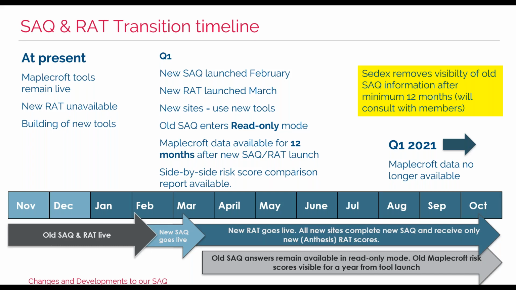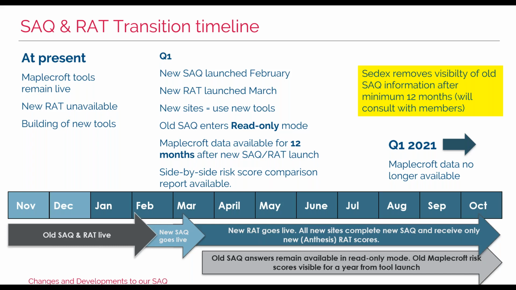At that point, the old SAQ will enter into a read-only mode, and all new sites or people who are starting to do the SAQ again will have to fill in that new SAQ. And then we will be launching the new risk assessment tool in March 2020. At that point, the old risk assessment tool will also go into read-only mode. However, we will keep the Verisk Maplecroft data that is used in the old risk assessment tool available for 12 months after launch of the new risk assessment tool.